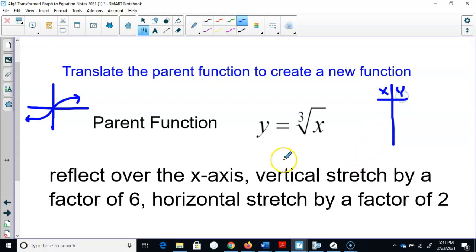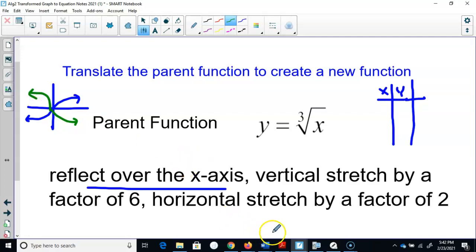And let's read what our new description is. We want to reflect over the x-axis. That means our y values need to flip-flop, okay? My positive values need to go negative. My negative values need to go positive. Again, in order to reflect over the x-axis, my y values that are positive need to go negative, and my y values that are negative need to go positive.